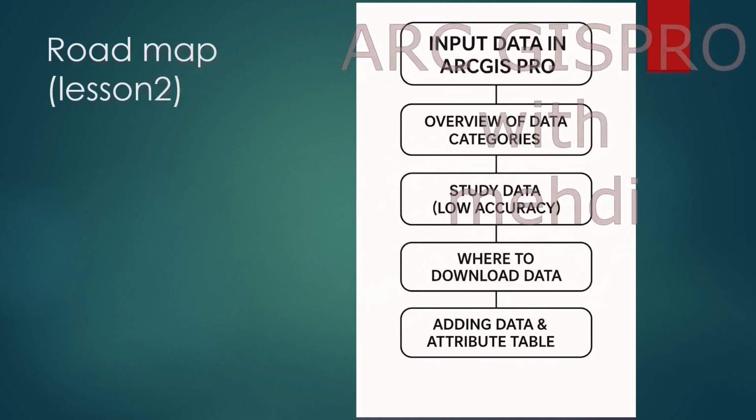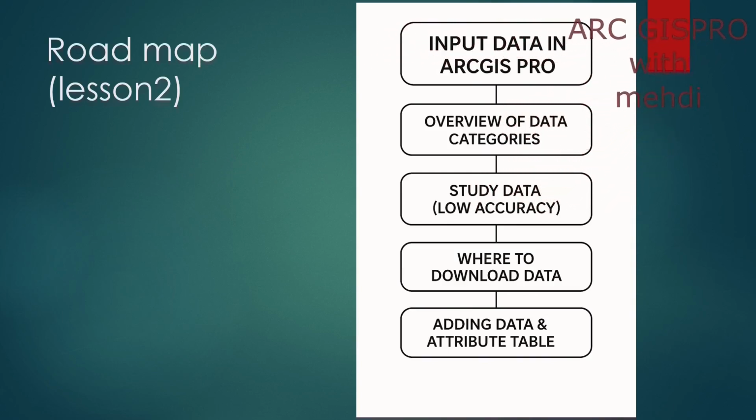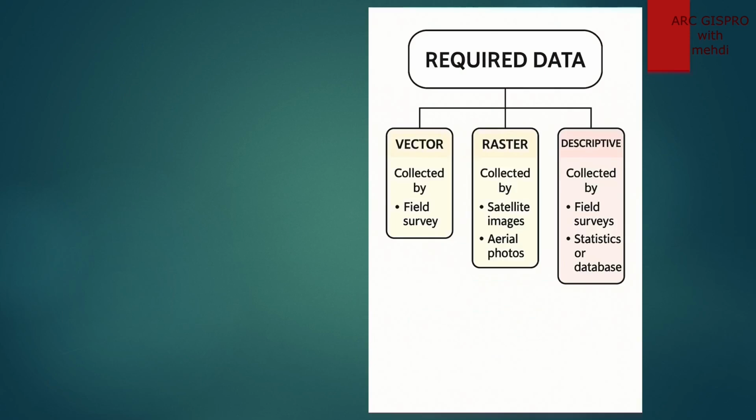In this video, I'm gonna focus on input data in ArcGIS Pro. First, I'll give you an overview of data categories, then speak about study data, what is a preliminary study and how we can get this kind of data that's known as low accuracy data or study data, and introduce you to some free websites to download this kind of data, and finally how we can add this data to ArcGIS.